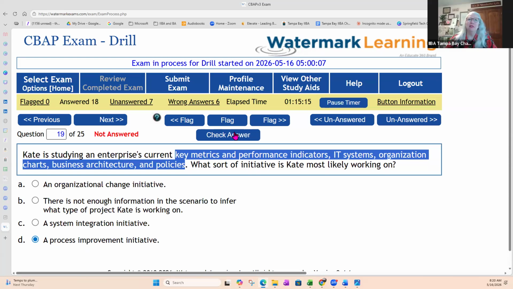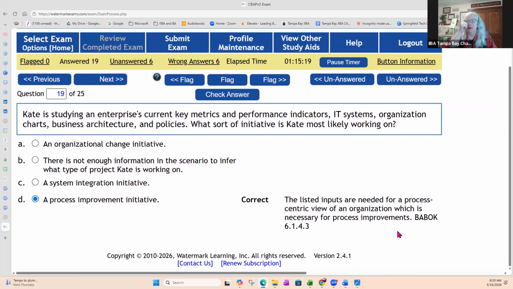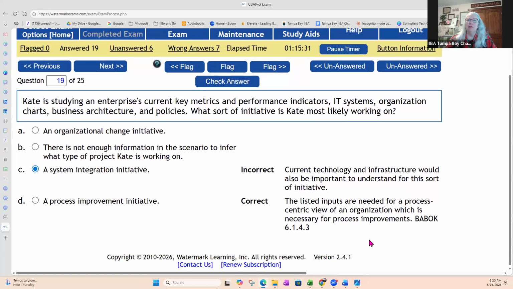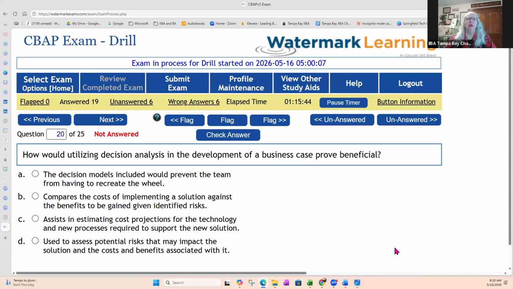Okay. Let's test the one that the others chose. And you're correct. The listed inputs are needed for a process-centric view for an organization, which is necessary for process improvements. I want to see why it's not C. Current technology and infrastructure would also be important. So even though it said IT systems, it's talking about the rest of that would be needed. Y'all did great. Let's get one more in.